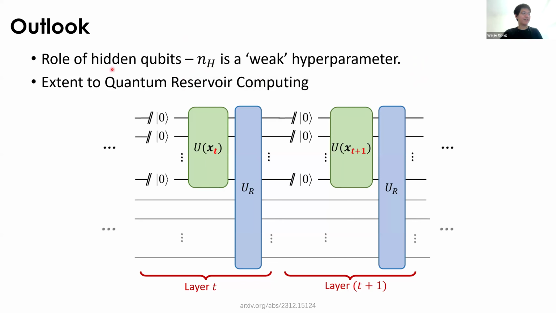Or if we extend to the quantum reservoir computing case, remember that all these accessible qubits are initialized after each step. So in this case, the hidden qubits work as a memory. So we expect that NH will be much more important for quantum reservoir computing. It might affect the memory capacity, or indirectly affect the optimal length of time series you will use as input.